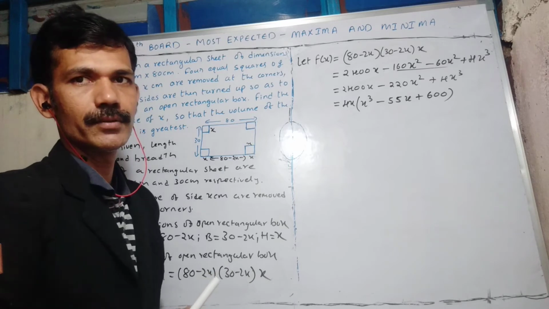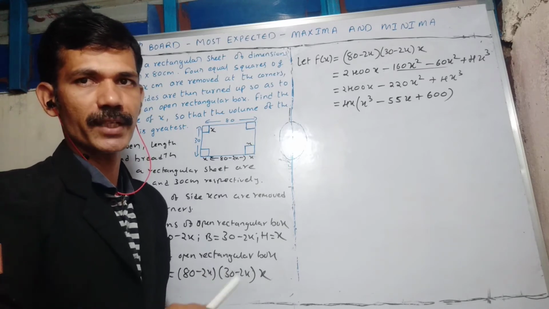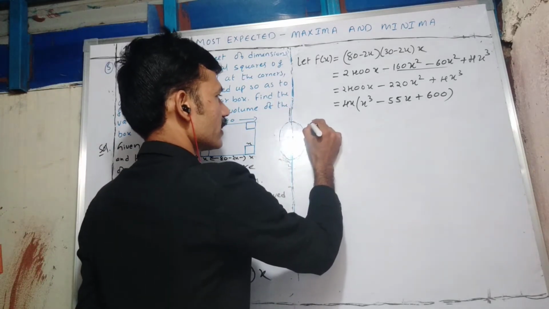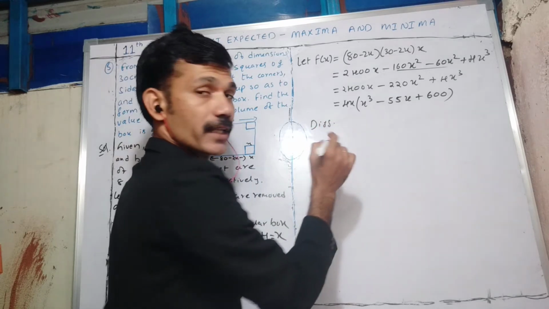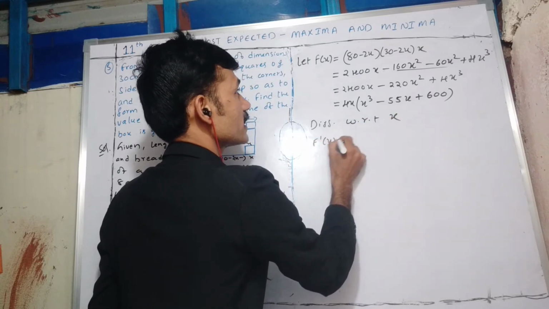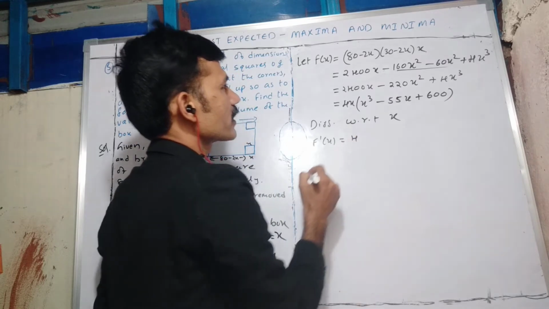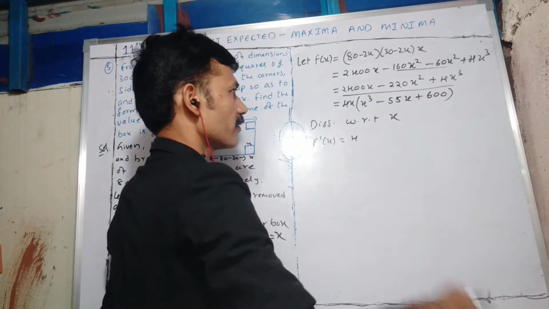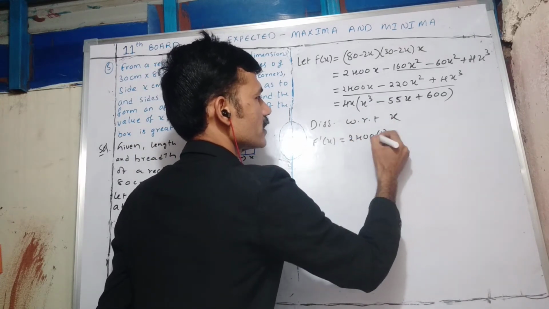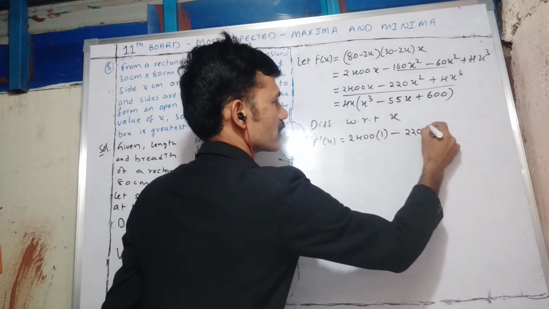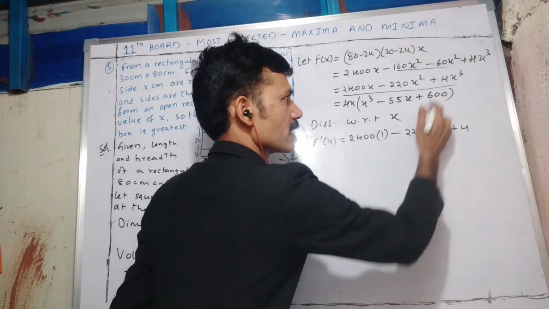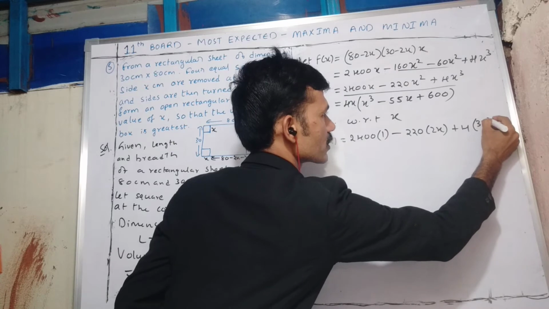Now see what we have to do. To find the maximum, we have to apply the second derivative test. For that, first we have to differentiate twice. So first we differentiate and find f dash x, with respect to x. If you are having any confusion, you can differentiate the expanded function: 2400x gives 2400, 220x square gives 440x, and 4x cube gives 12x square.